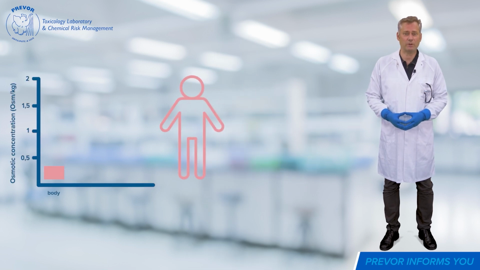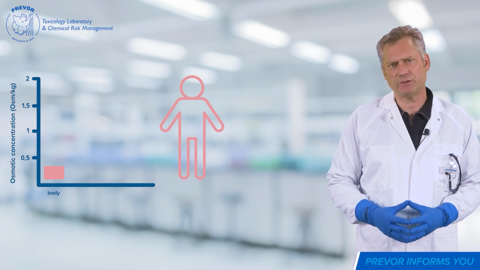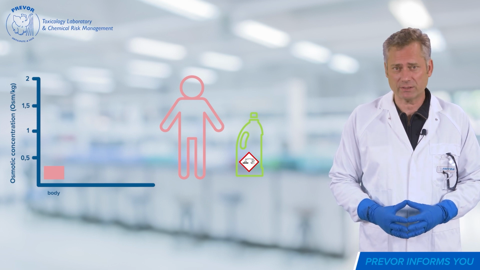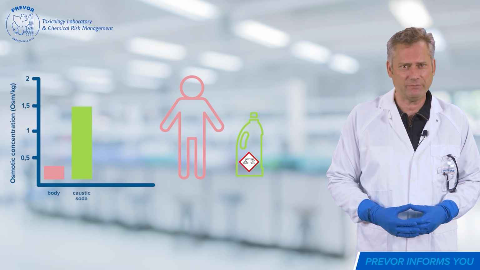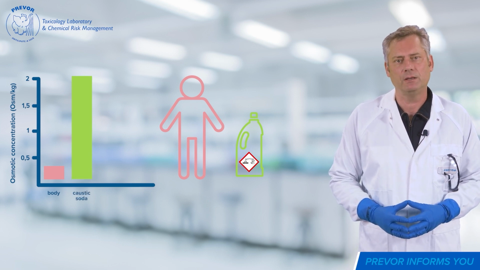Let's get back to the chemical contamination in the eye. Our bodies have an osmotic concentration of about 0.4 osmoles per kilogram. Now consider a sodium hydroxide solution. Sodium hydroxide is rich in sodium and hydroxide ions. Depending on the concentration, the osmolarity varies between 1.8 and 2 osmoles per kilogram.